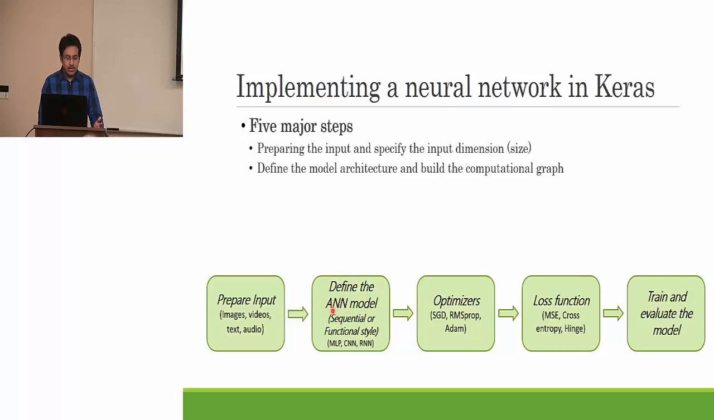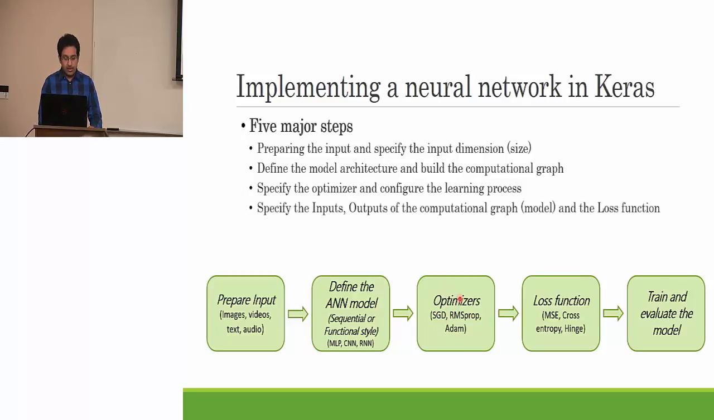So the architecture that you decide depends on the problem that you are tackling. And you specify the optimizer and configure the learning process. There are several optimizers available, and each has its own advantages and disadvantages. And then you explicitly specify what the inputs to your computational graph are, what the outputs are, and what loss function you want to minimize. The final step is to train and test the model and evaluate it.